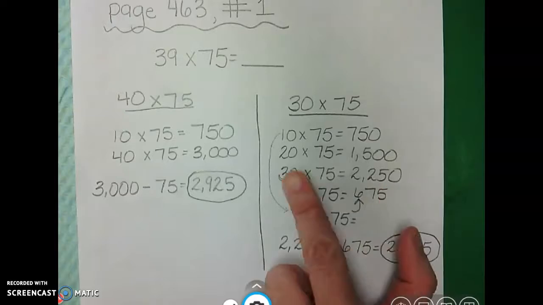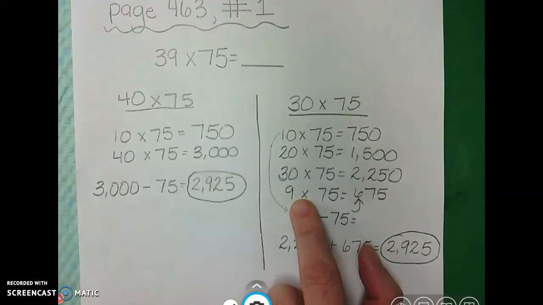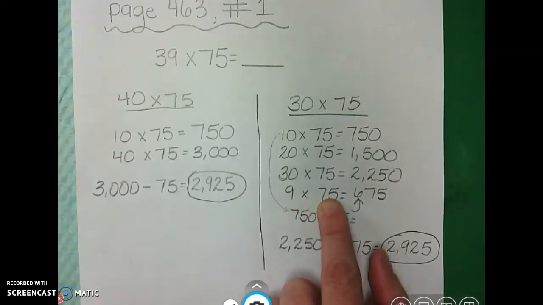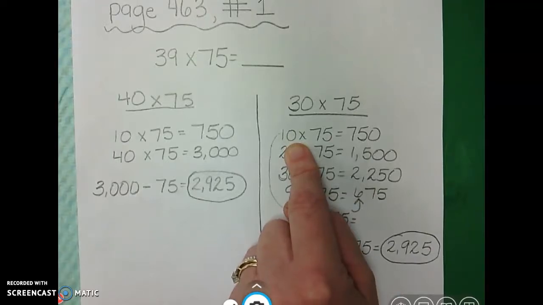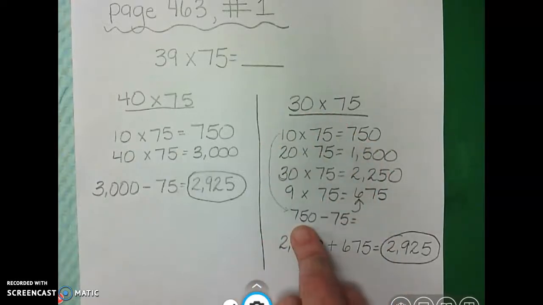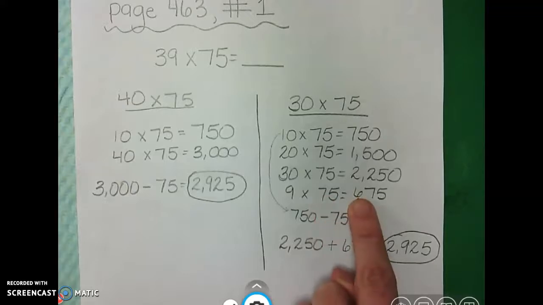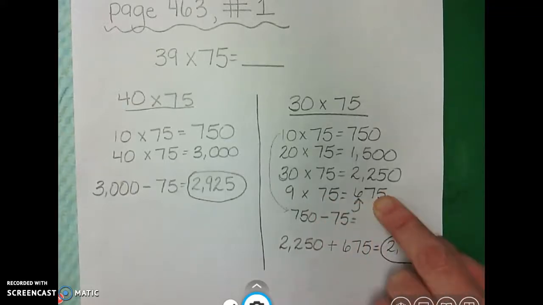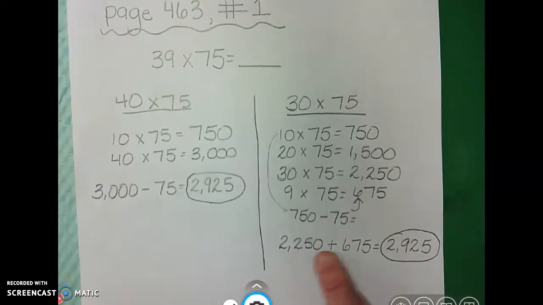Now that's still just giving me 30 times 75, not 39 times 75. So now I have to ask, what is 9 times 75? If I go back up to the top, at the very beginning I did 10 times 75, and I knew that was 750. So if I take 750 minus one group of 75, that gives me 675. Now I'm going to take these two subproducts, 2,250 plus 675, and combine them to see what our final answer would be.